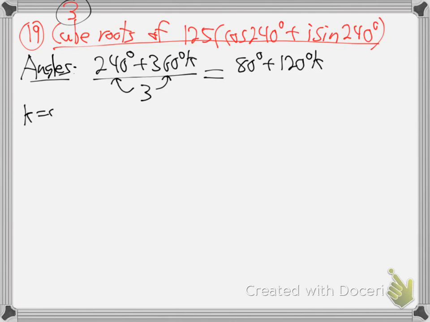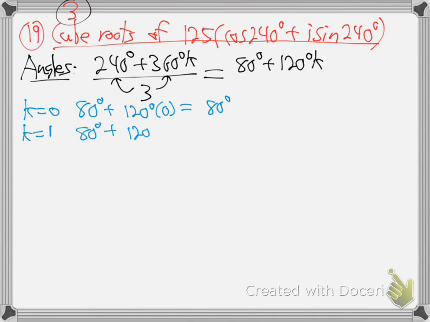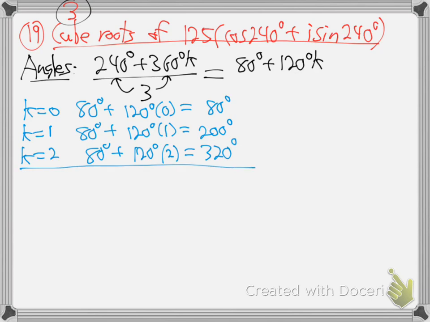So for K equals 0, it's going to be 80 degrees. 80 plus 120 times 0 is 80. K equals 1, that's 200. And K equals 2, 240. What's that? 320. So there we go, there's our 3 angles. Okay, good. So now you can write out the 3 answers.